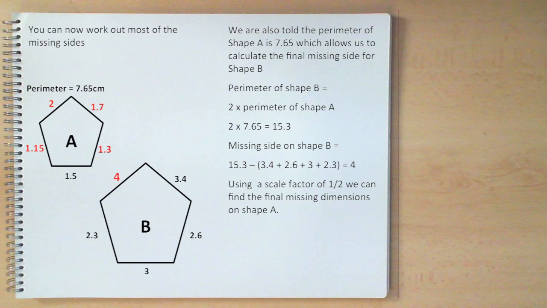So this problem, whilst being a little bit more complex than the first one, used exactly the same principles. It required us to work out a scale factor, and then using that scale factor we worked out the missing values that we had. The difference here was that we had to work through several steps. We had to first of all work out the perimeter of the second shape, then we could work out one of the missing sides, then we could work out all of the sides on the original shape.